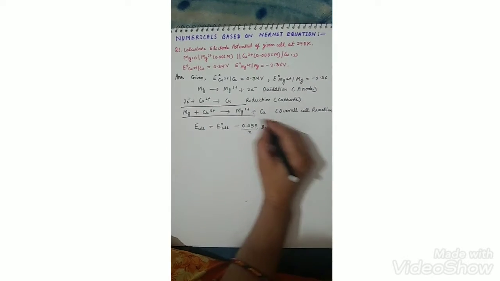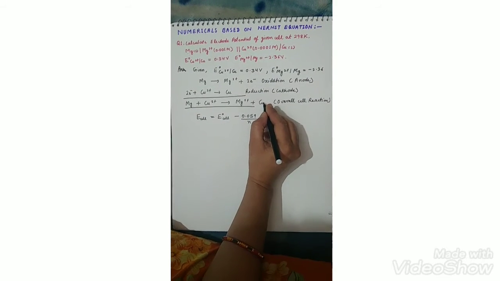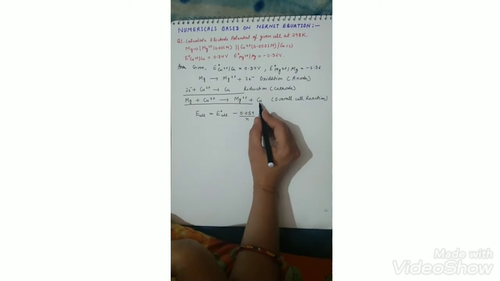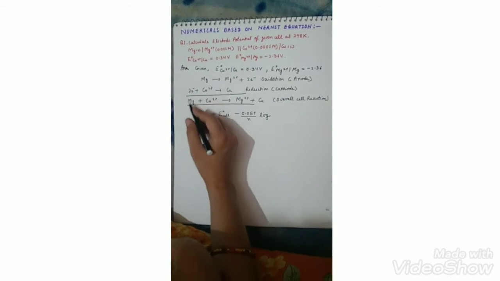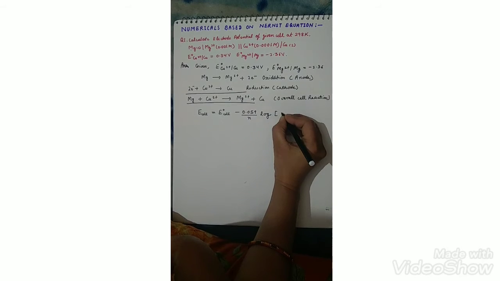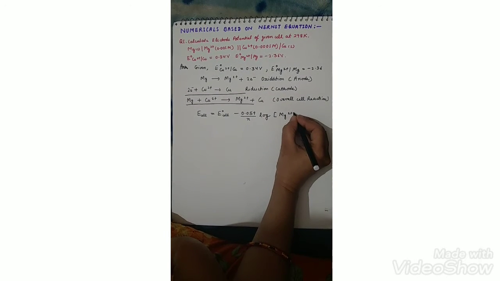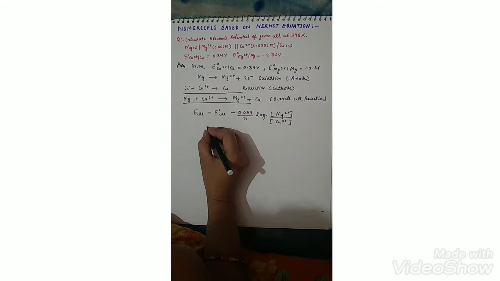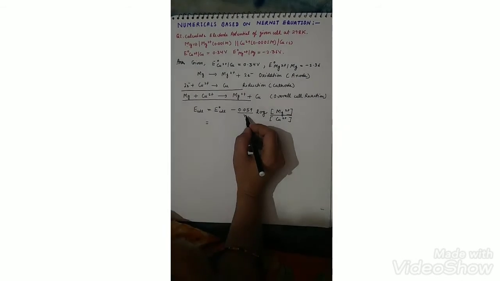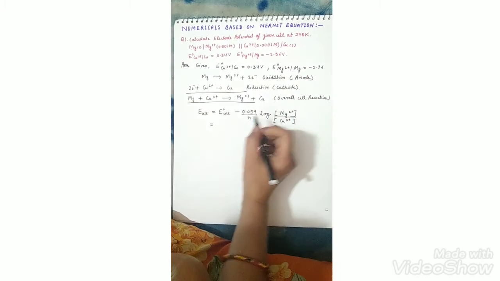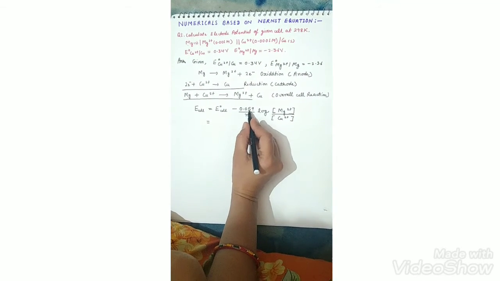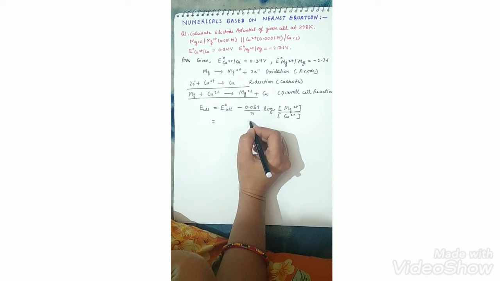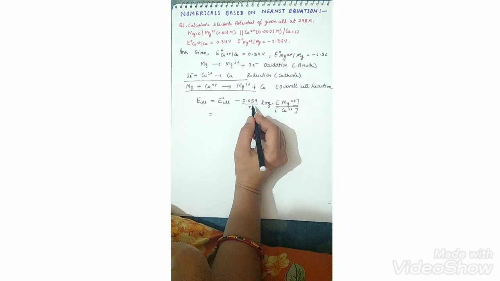product upon reactant. Product is magnesium ion and copper, while reactant is magnesium and copper ions. Since solids have constant concentration, we need not take copper and magnesium, which are in solid state. So take only ions, Mg2+ ion upon copper 2+ ion. Now substitute the values. The most important thing is, since this cell is working at 298 Kelvin, we are directly using the formula 0.059 upon n. Otherwise, we have to use 2.303 RT over nF in place of 0.059.